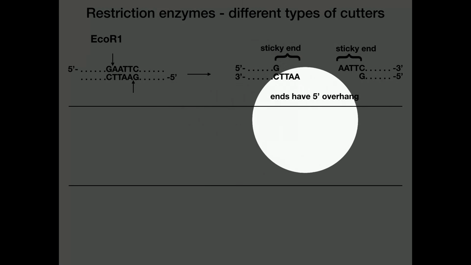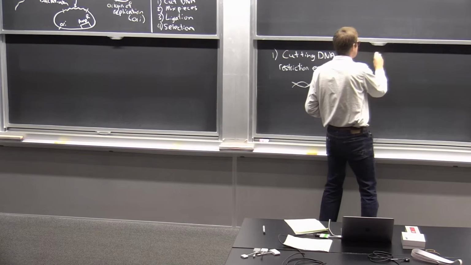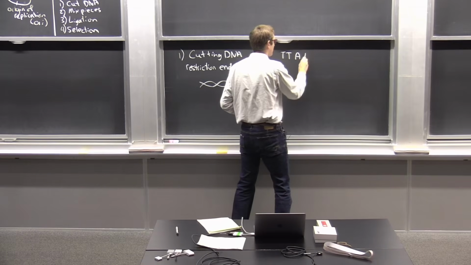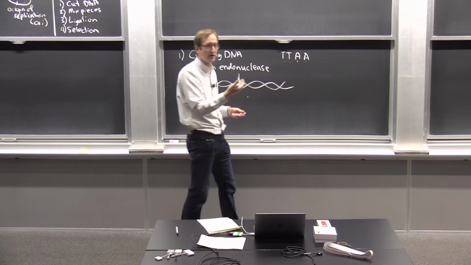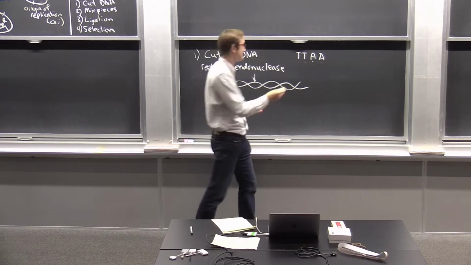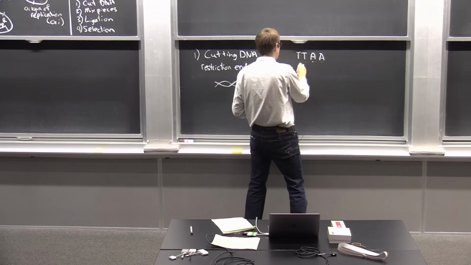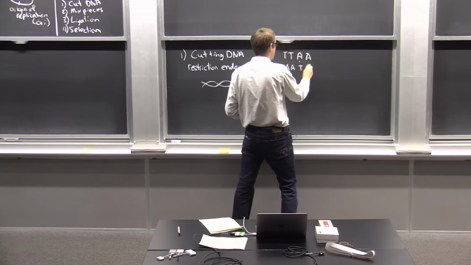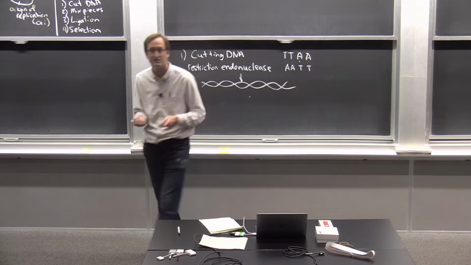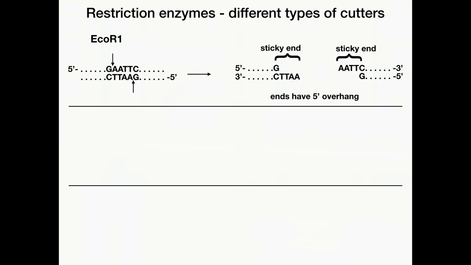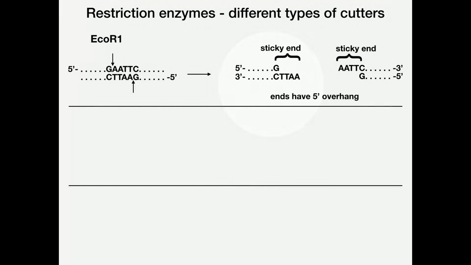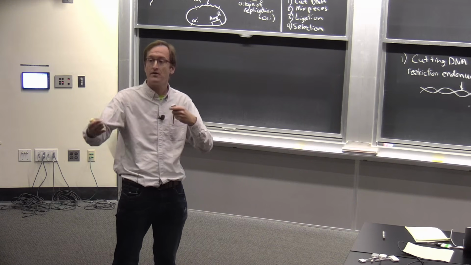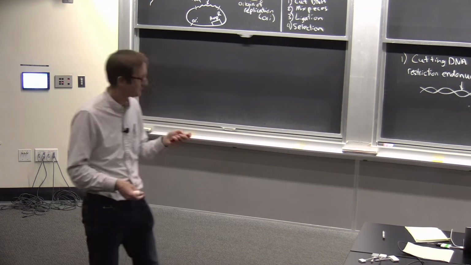So each end has this TTAA sequence. And these nucleotide bases can base pair with the complementary sequence. So this sequence could base pair with a sequence that has an end AATT, okay? So these 2 ends that I've generated here could stick to each other, or there could be other ends that have the TTAA sequence that could stick to them, okay?